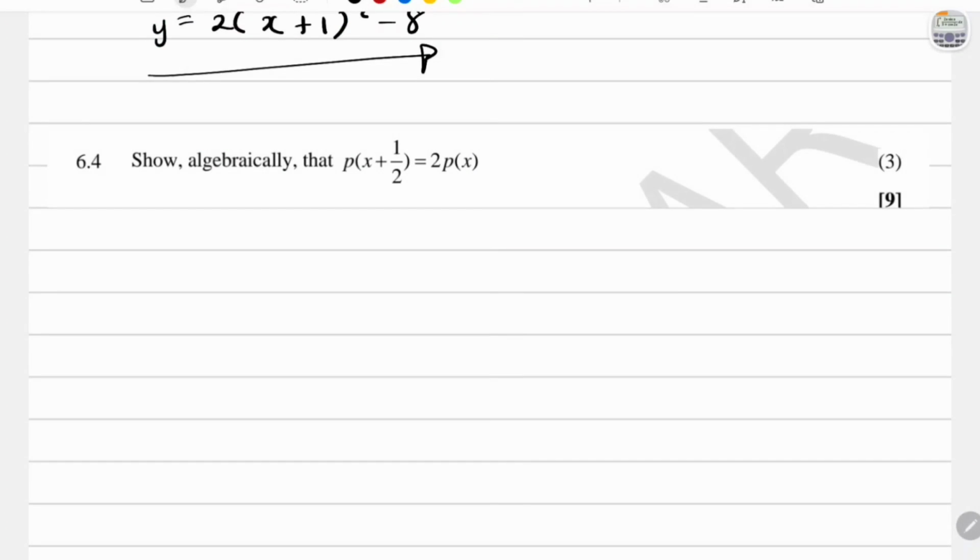Okay, the last question, 6.4 says, show algebraically that p of (x plus 1/2) is equal to 2p of x. Okay, so they don't actually expect you to just take this and start fumbling around with it and then say, yay, I got that answer. Okay, so what they expect you to do is actually take p of x, that equation that we had there. So p of x, please remember p of x is equal to 4 to the power of x. I can only say that because I also have it here on a page as well. So p of x is equal to 4 to the power of x.